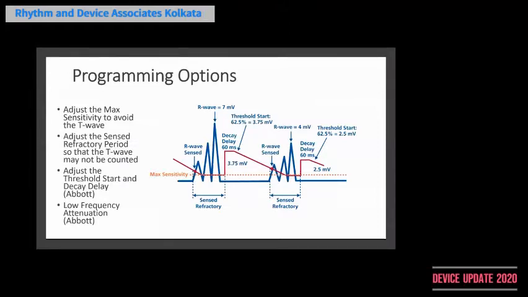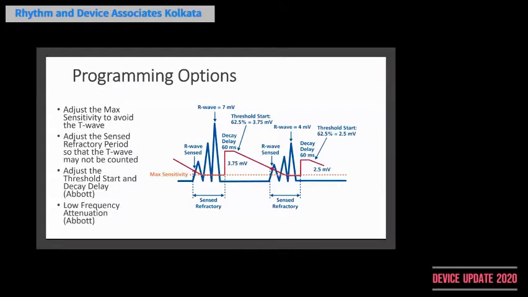Okay, so there are different ways by which you can control this T wave oversensing. Different companies can adjust the threshold start and the decay delay. The threshold can start at 62.5% of the R wave, and you can put a delay there, which can start at 60 milliseconds. These are all programmable.